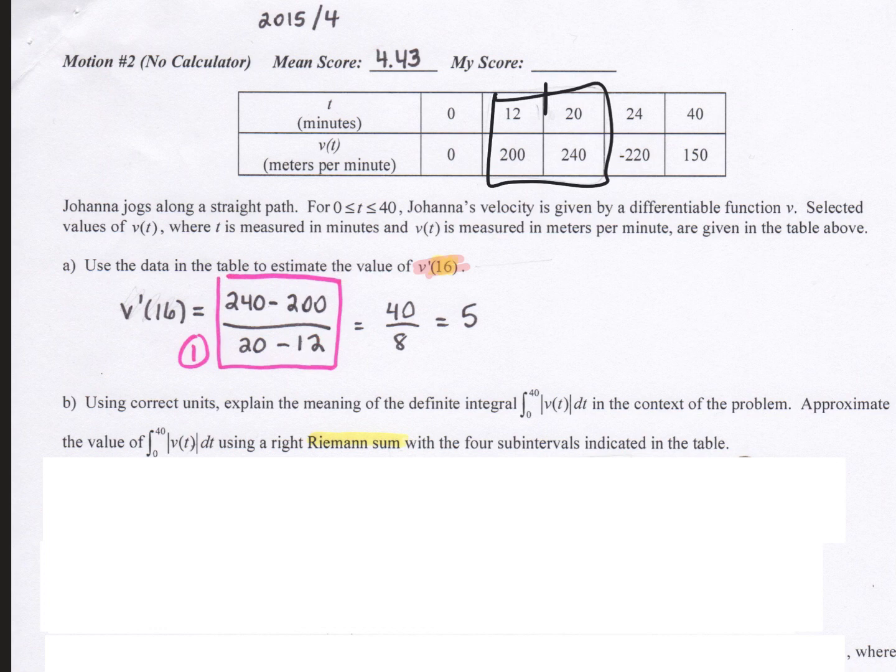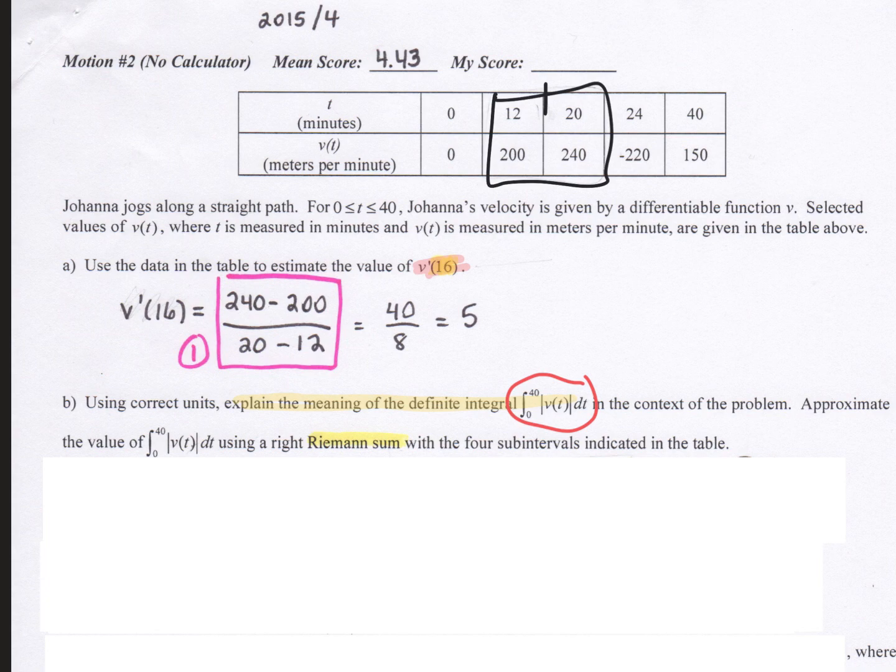Part B actually has 2 questions in it. The first part wants us to explain the meaning of this integral. And whenever you explain the meaning of an integral, there's 3 parts to it. First is what it is, and we should recognize this as a total distance traveled integral because we're integrating the absolute value of velocity. We also need to say units. We are measuring that total distance in meters for this question.